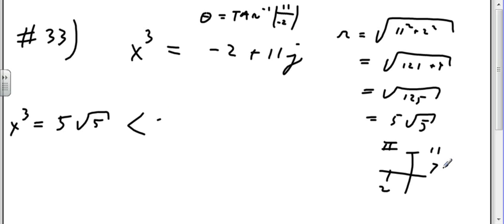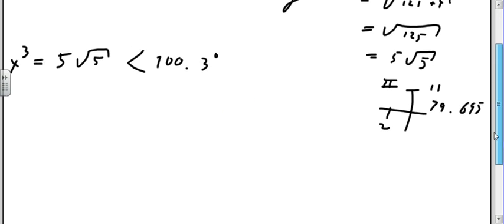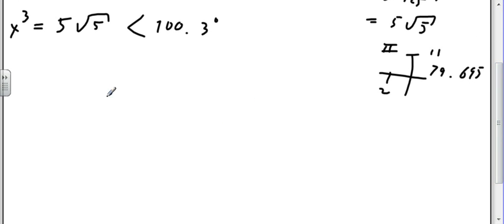Okay, 79.695 degrees. Now, we want the second quadrant answer. This is a reference angle, so we want 180 minus that. So 180 minus the reference angle, and I have 100.3 degrees. Okay, so now I'm ready to start finding my x's.